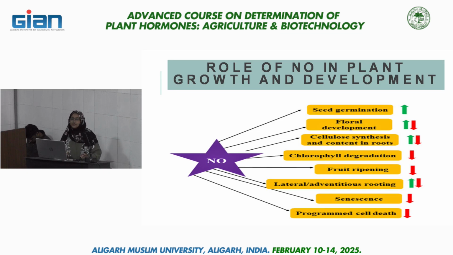So, NO plays a protective role in drought, temperature extremes and heavy metal stress also. It regulates stomatal closure, antioxidant enzyme activities and osmolyte accumulation, and all these things are done by modulating the signaling pathways. So, NO enhances plant resilience under stress conditions.